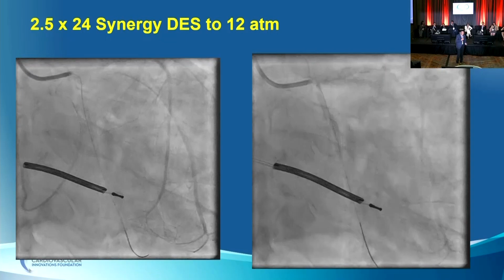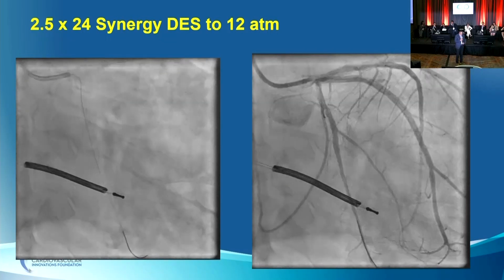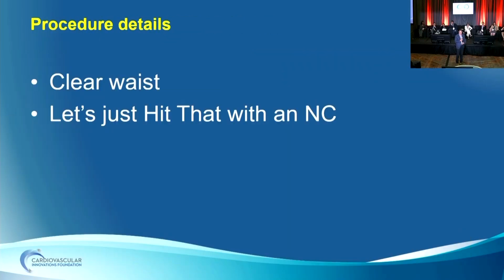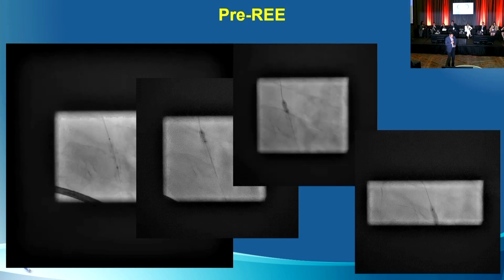And so what do we usually do when we see that? We hit it with an NC balloon. So there's a clear waist, so I was just going to hit that. So everything was fine, and I'm using the different NC balloons. You can see that's I think a 2.5 by 6 at high pressure.